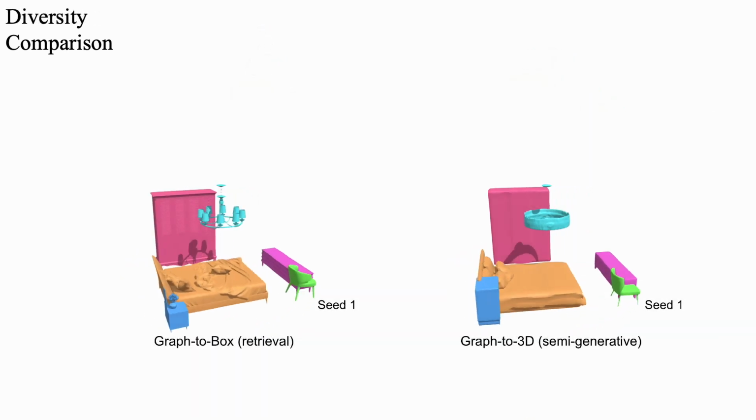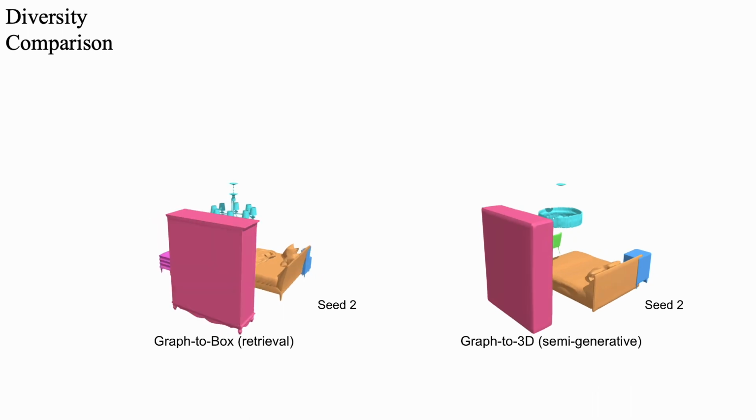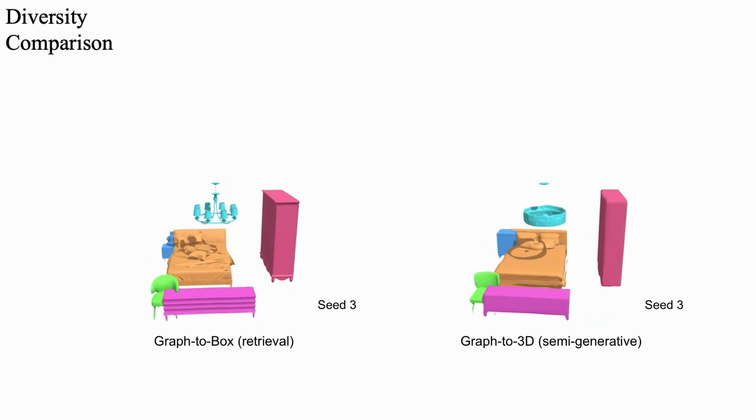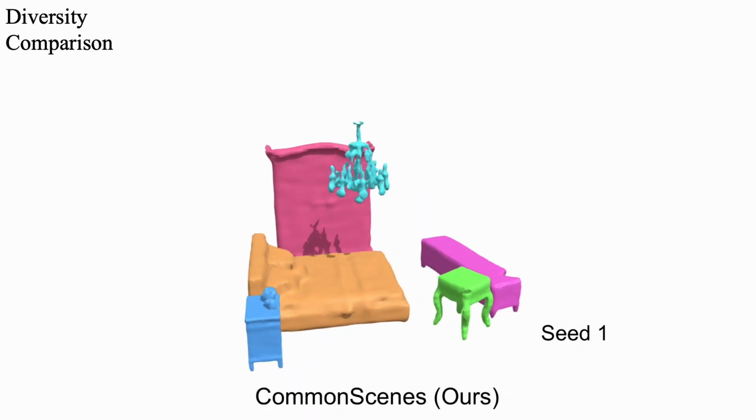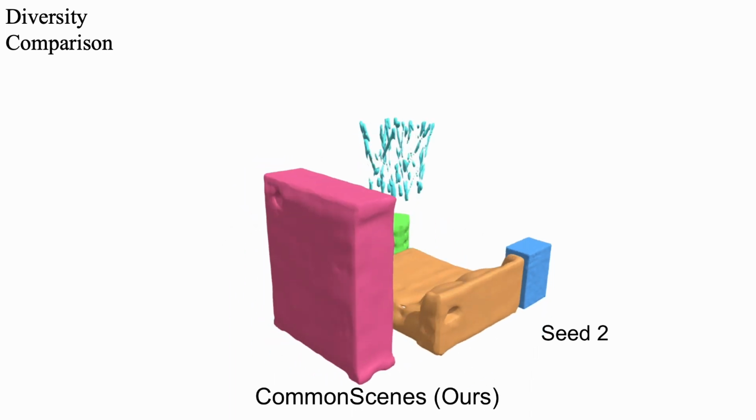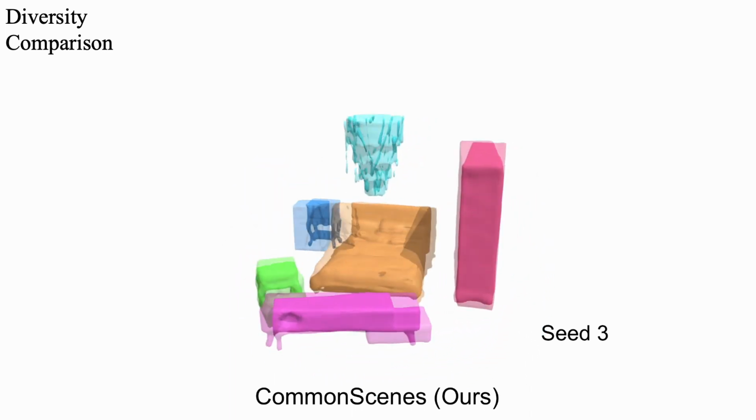Besides the consistency, our method can also generate more diverse results. When required to generate the same object set, other methods can only generate relatively fixed shapes for the scene, while CommonScenes can obtain different yet reasonable results, which means CommonScenes has a higher generative ability compared with others.